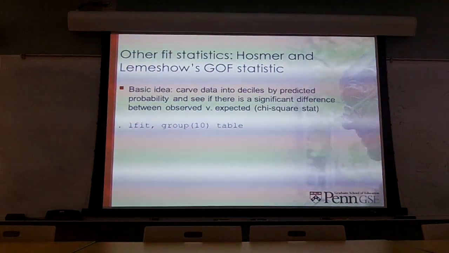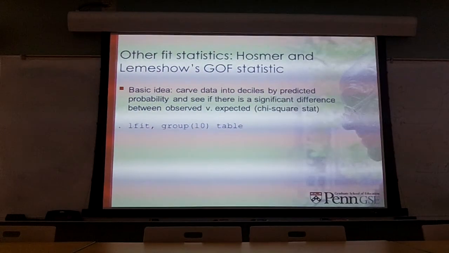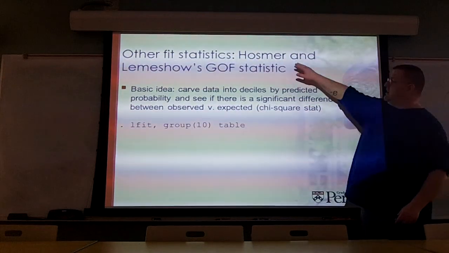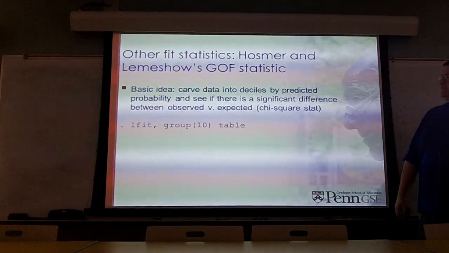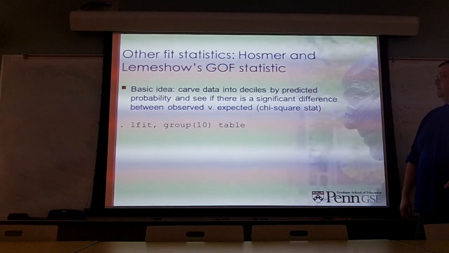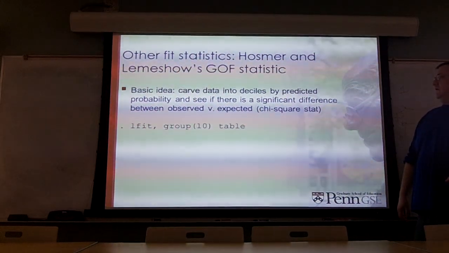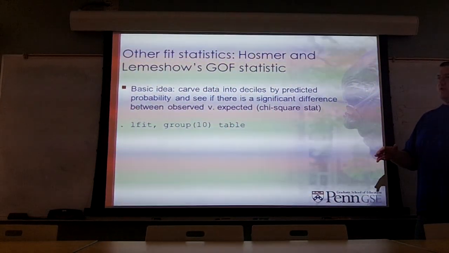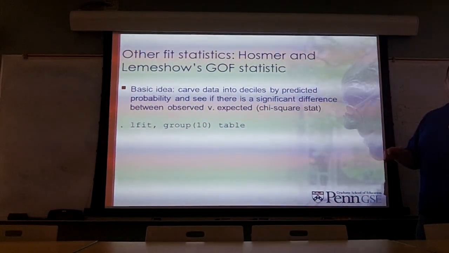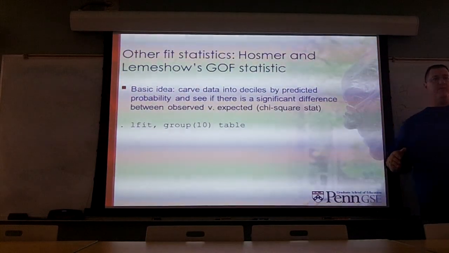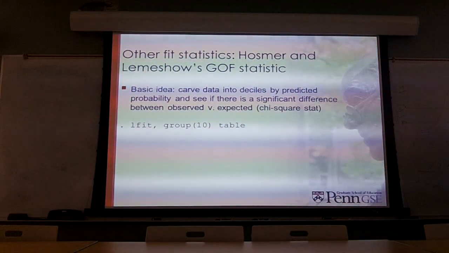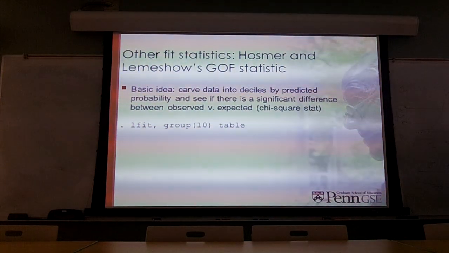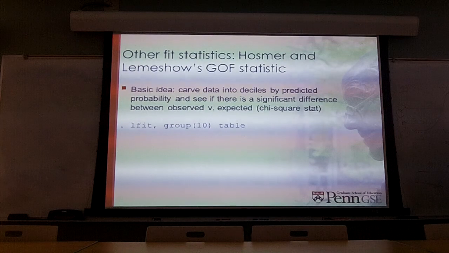So there's also another way that we can examine our models, and it's called the Hosmer and Lemeshow goodness of fit statistic. Essentially what it's going to do is take your group and chop it up into deciles by probability. And then the other dimension of the table is going to be whether or not you truly were positive or negative with respect to the outcome.